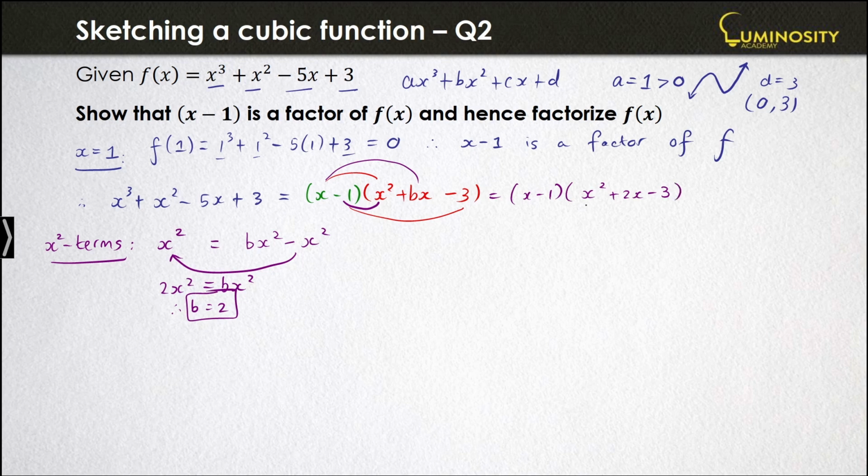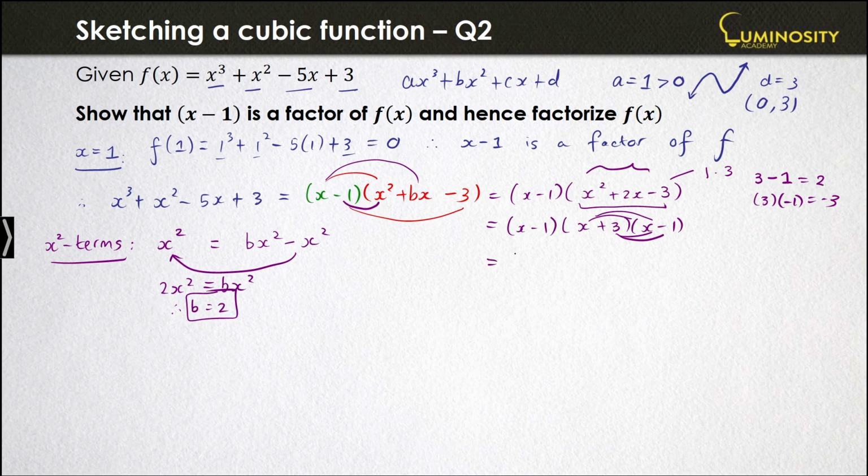Now look at this inner expression here, and I'll ask myself, can that be factorized? First of all, factors of 3: because 3 is prime, it's 1 and 3. And can I get a difference of positive 2? If I take positive 3 minus 1, that'll give me positive 2, and 3 times negative 1 will give me negative 3. So I can further factorize this as x minus 1 times x plus 3, times x minus 1. And if you expand that product out, you'll get this exact quadratic expression.